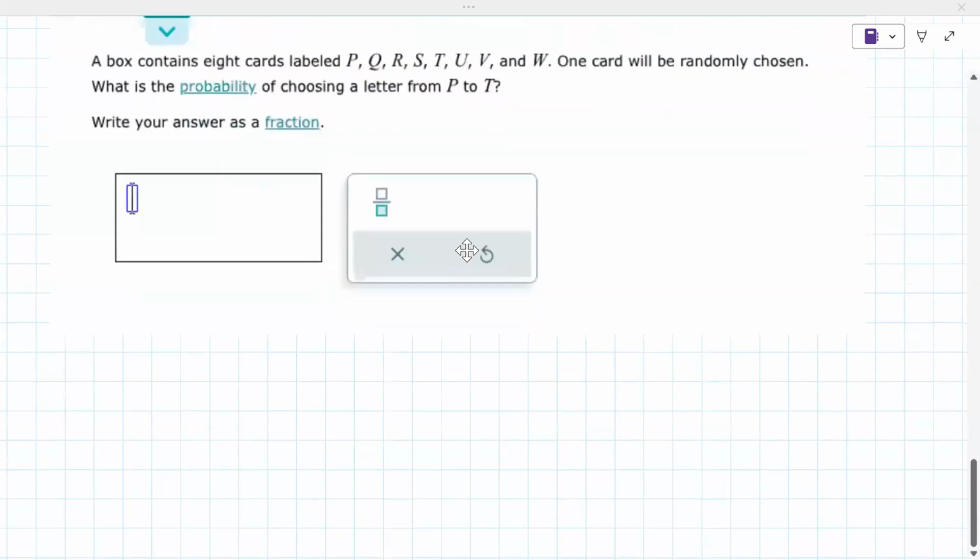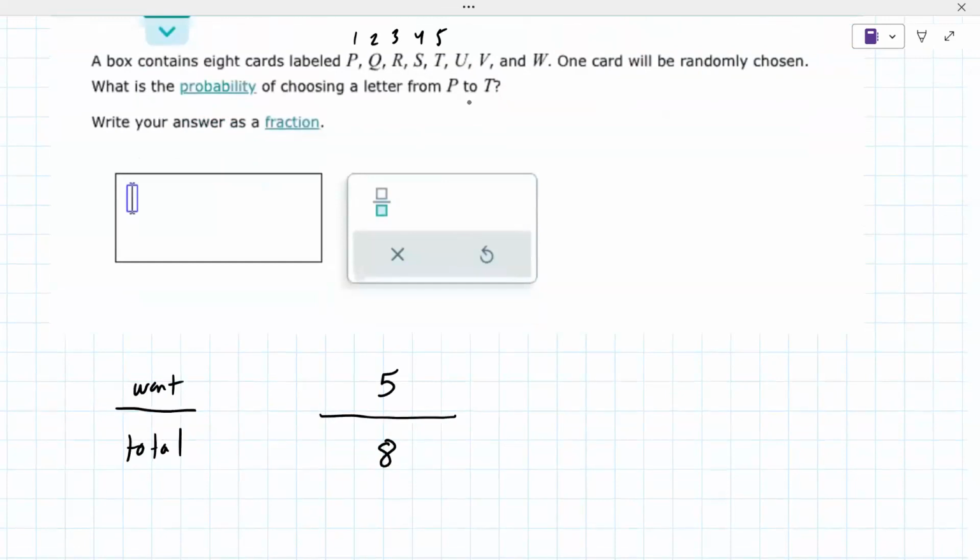So I grabbed the snip here. It says a box contains 8 cards labeled, and asks what is the probability of choosing a letter from P to T. So we want all the ones that are P to T. So there's 1, 2, 3, 4, 5, 5 that are from P to T, and there are eight total. So remember the top number is what you want out of the total. In this case, this is your answer.